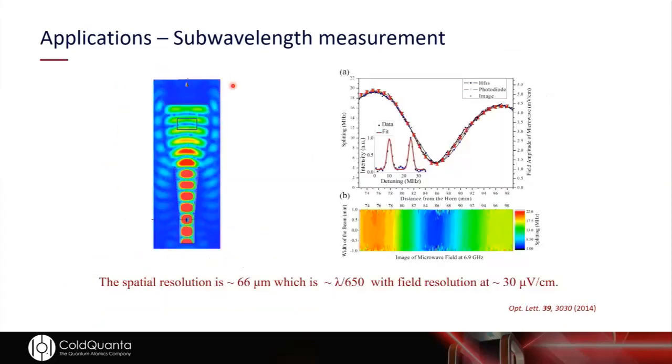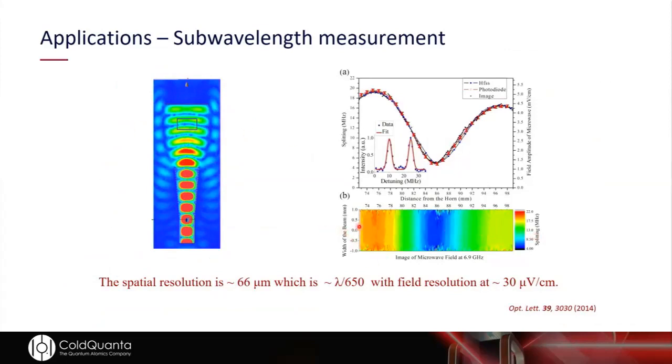These are the simulated results. Here's the horn antenna. This is the aluminum plate. In between is the standing wave pattern. This is our vapor cell here. We just image the region which is relatively uniform in the beam propagation direction like this. So this is the imaging.